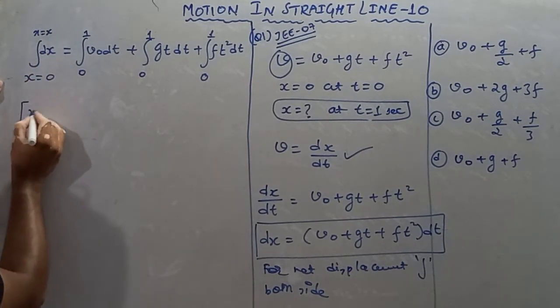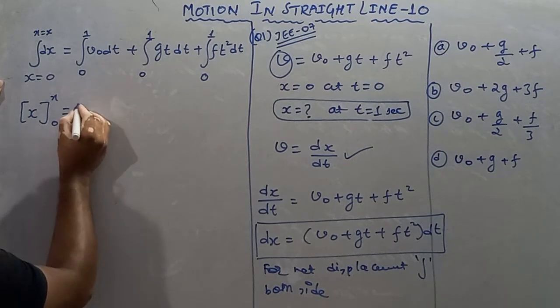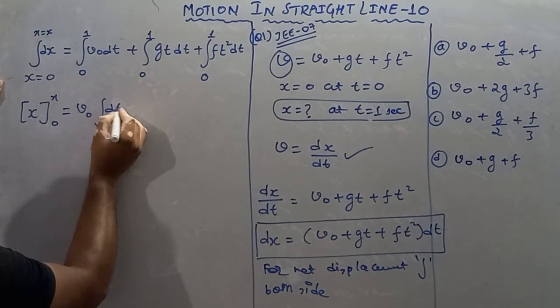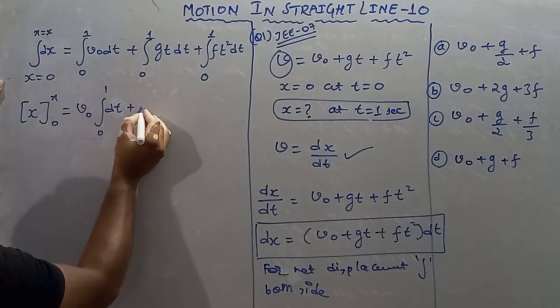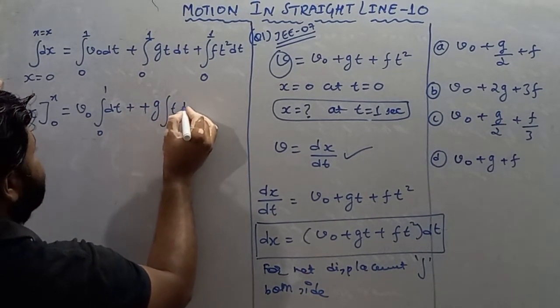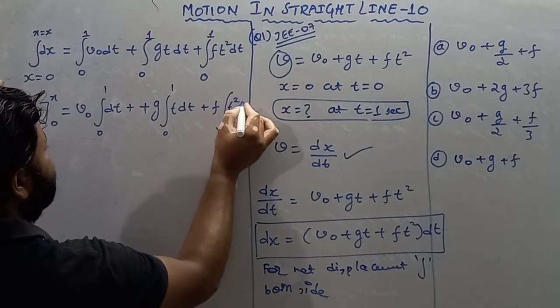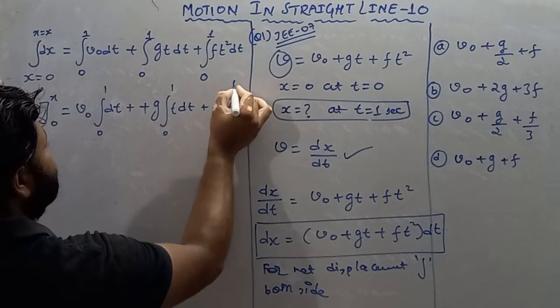Now we know that integration of dx is x, limit is 0 to x. v naught is constant, comes outside, becomes dt 0 to 1, plus g again constant, comes outside, t dt 0 to 1, plus f constant, comes outside, t square dt 0 to 1.